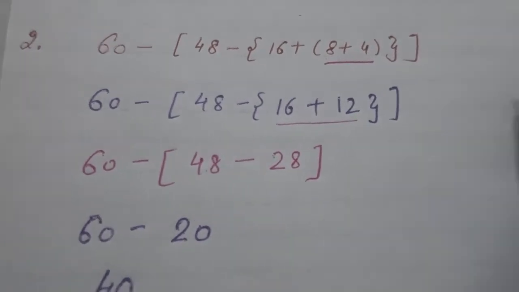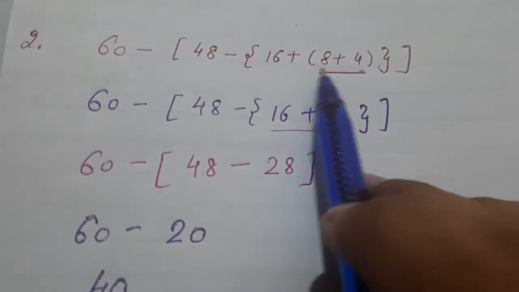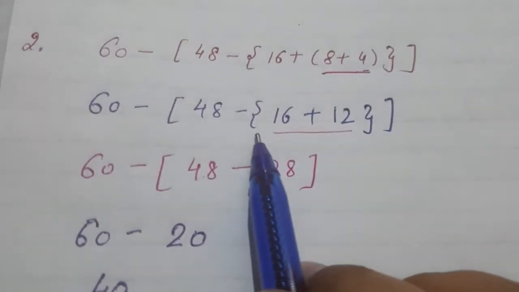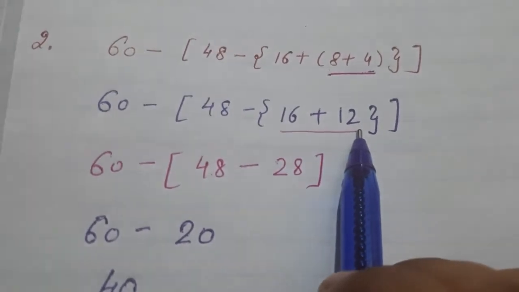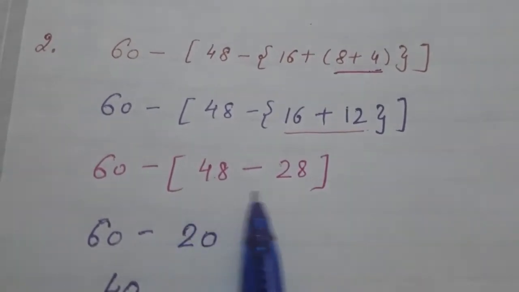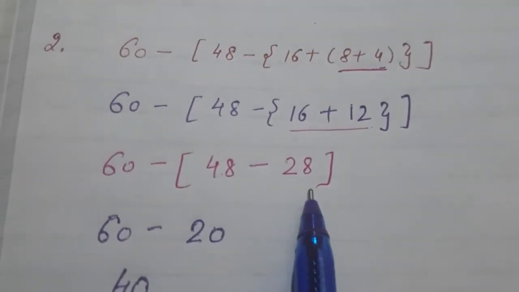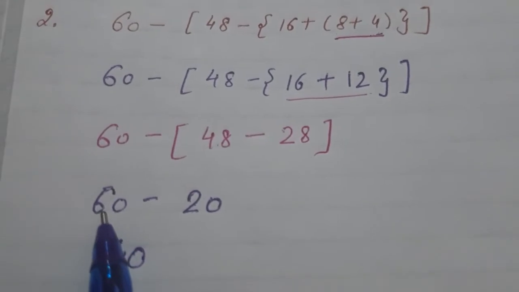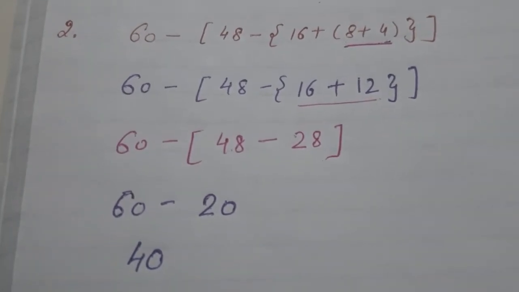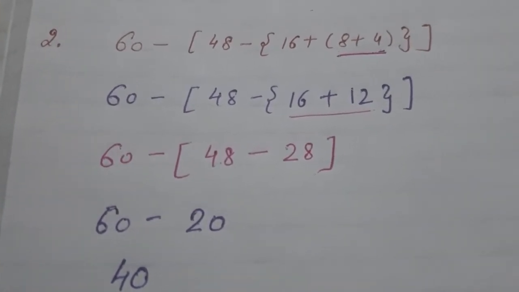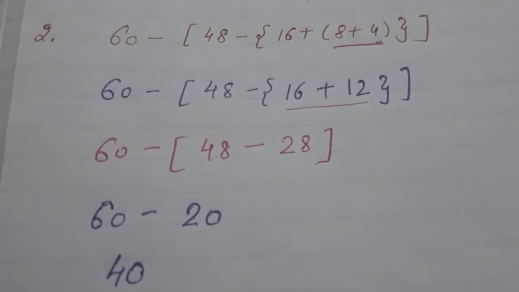Very easy. First of all you will solve the inner bracket. Afterwards again the next curly bracket, again next the big bracket. Then all the brackets will finish, and then you will solve it out. 60 minus 20, that is 40. Let me take one more question.